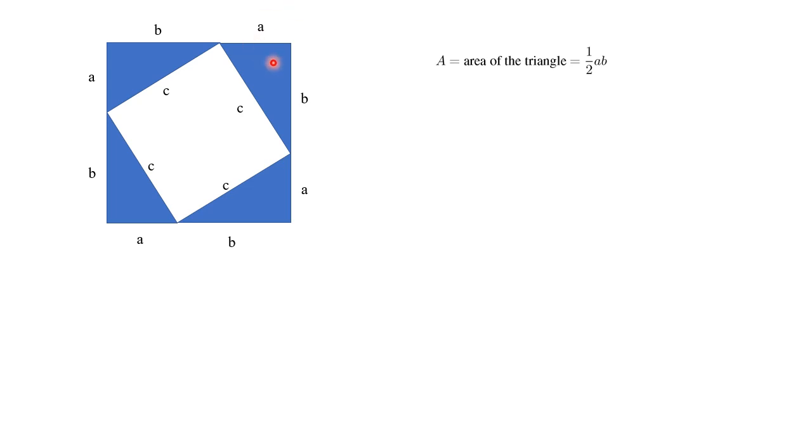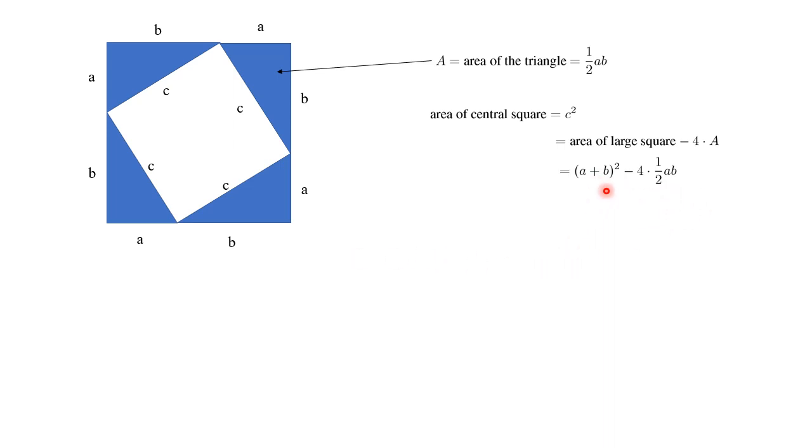Now, the area of a triangle is half the length of the base times the height. And in this case, the area of this triangle is a half AB. Now, let's make this observation. The area of the square is, of course, C squared. And that area is the area of this whole large square minus 4 of these triangles. The area of the large square is A plus B, that length squared, minus 4 areas of the triangle.